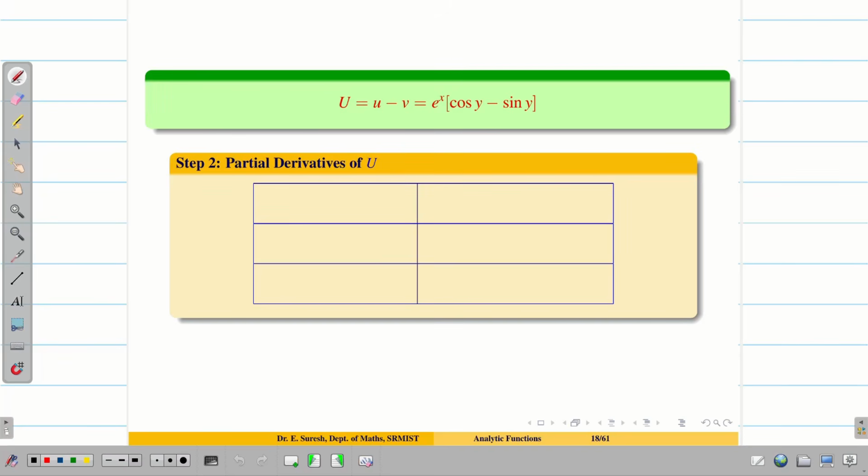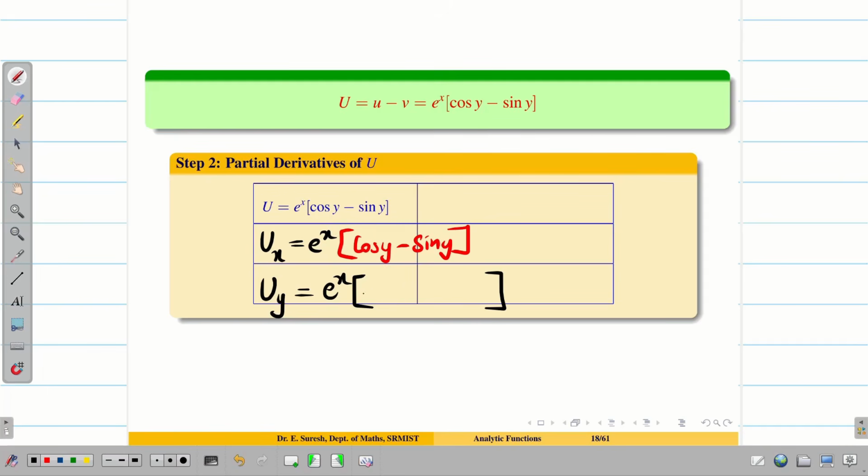Step 2, we have to take the capital U and differentiate partially with respect to x. When we differentiate partially with respect to x, e power x differentiation is e power x, and (cos y minus sin y) don't have x and they are multiplied with e power x, so they remain the same. Next, differentiate U partially with respect to y. e power x is constant, cos y differentiation is minus sin y and minus sin y differentiation is cos y.